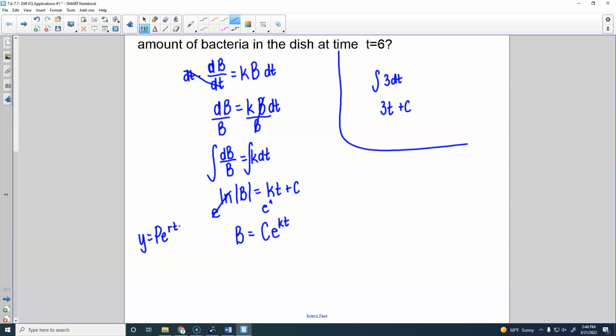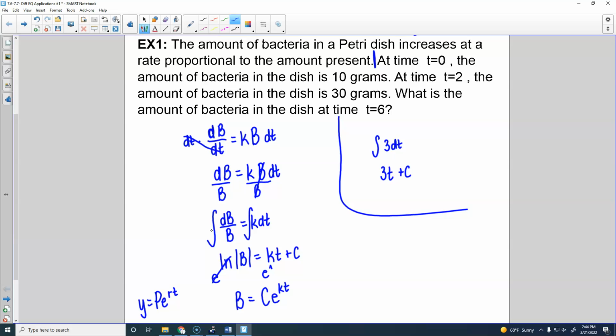Your continuous growth formula is PE to the RT. So these essentially are the same. So here's some good news about all of this. It is assumed in AP Calculus that if you see this phrase right here, that if you set it up and realize that your derivative is equal to a constant times a variable, like we see right here, it is okay to skip all of this stuff and go straight to CE to the KT.